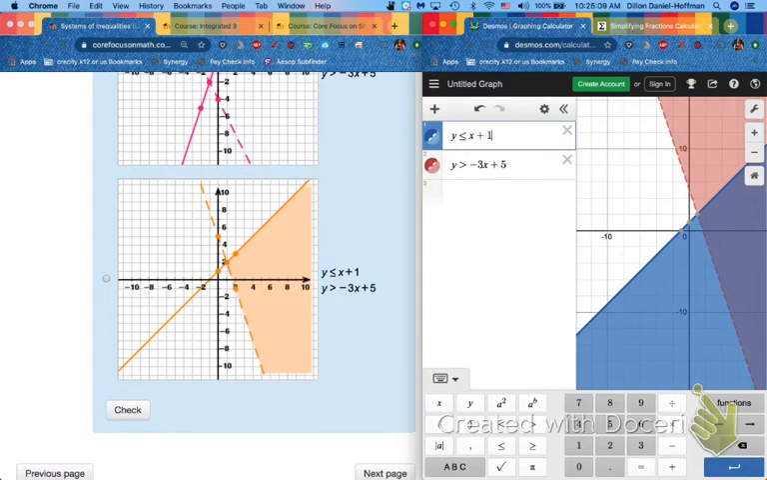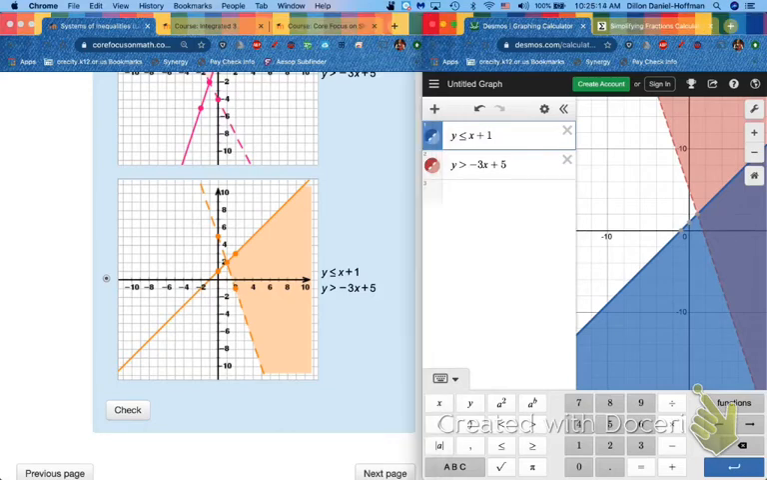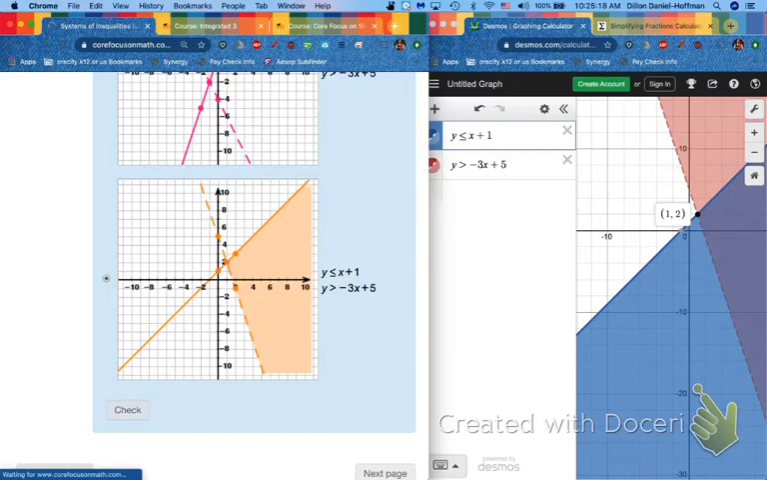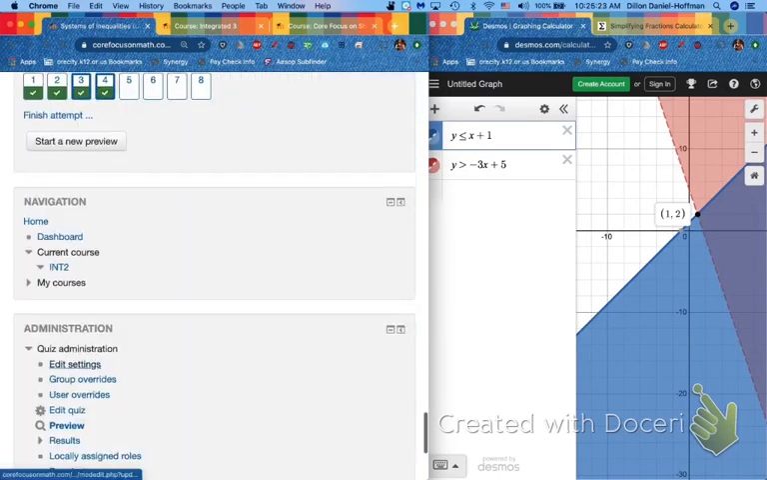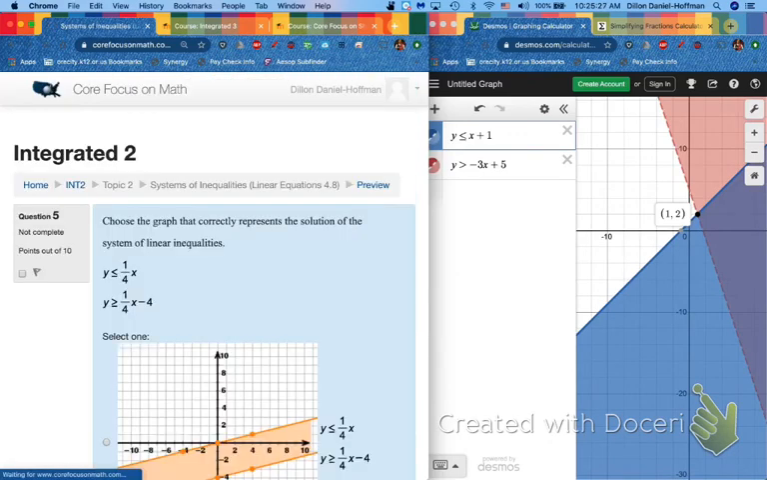Boom. This one's good. We could even check our point. 1, 2. Is this the point? 1, 2. Yep. It's definitely this last one. Don't match up just by color. Be nice if they were all purple, but they didn't know that we were going to be using this online calculator and doing a red and blue overlap, so that's not on them.